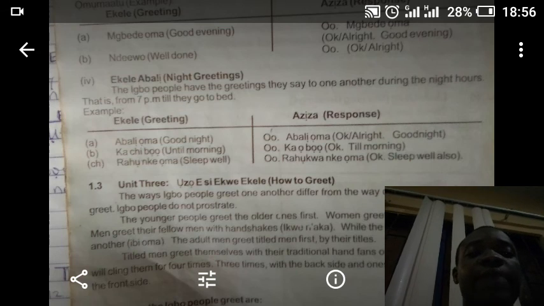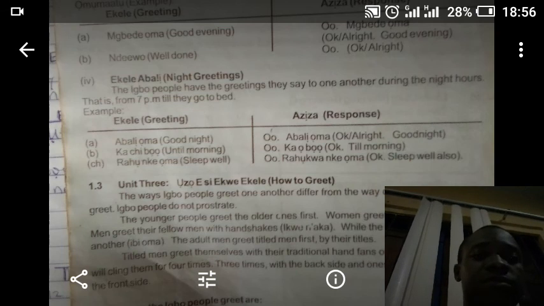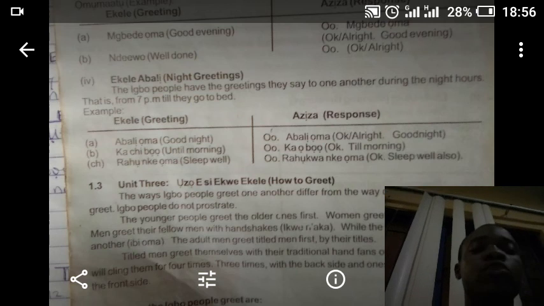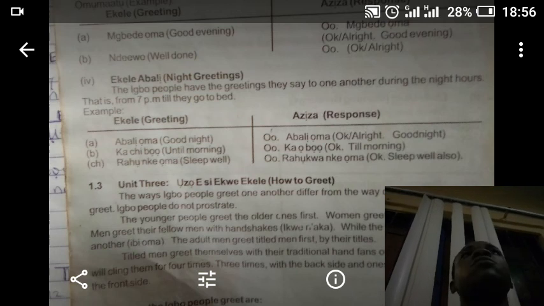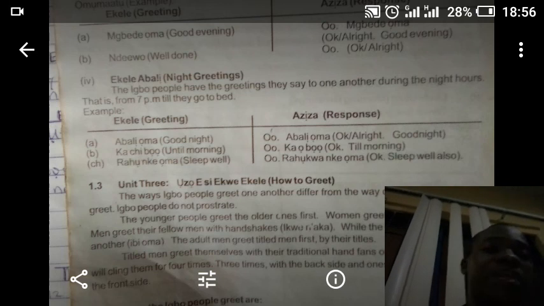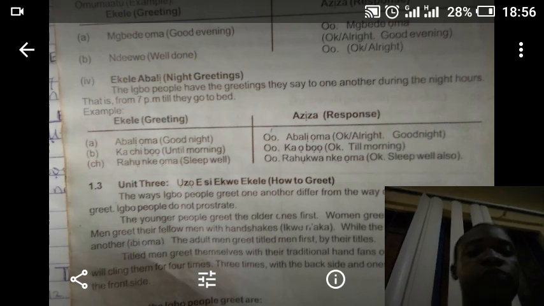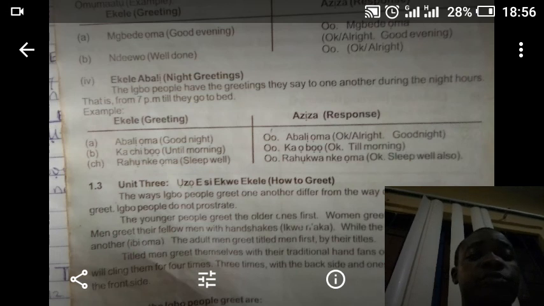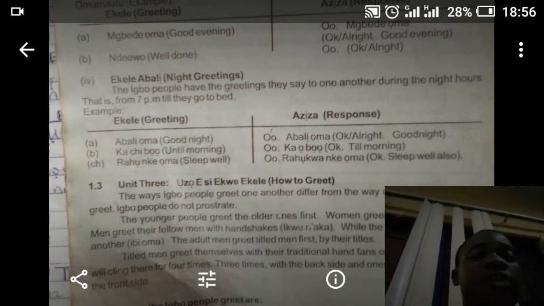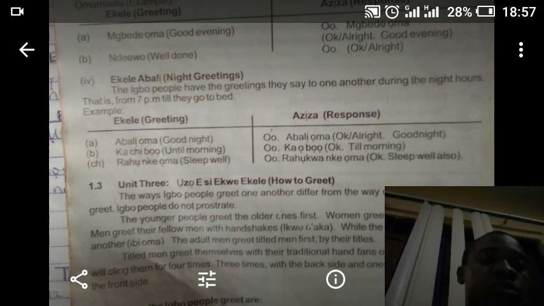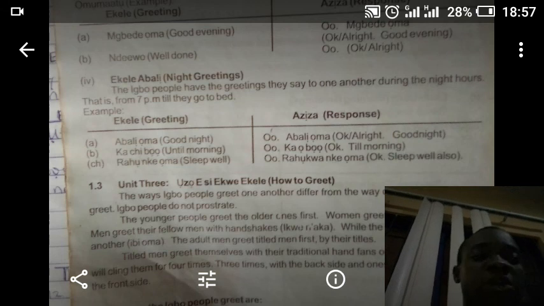If you don't want to say abale oma, you can say kachibo, until morning. Hausa people say sei gobe, which means see you tomorrow, or see you later. That is the Hausa part of Nigeria, but we both say kachibo. That's how we Igbo people can respond to somebody like that. The response the person will give you is o kobo. In English, you say okay, or till morning.